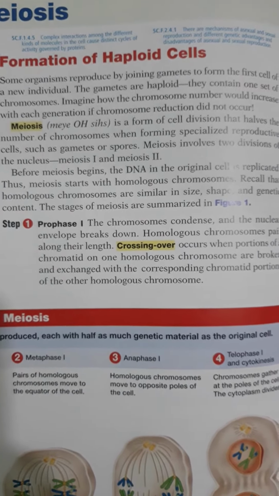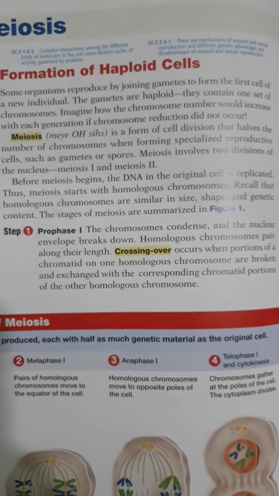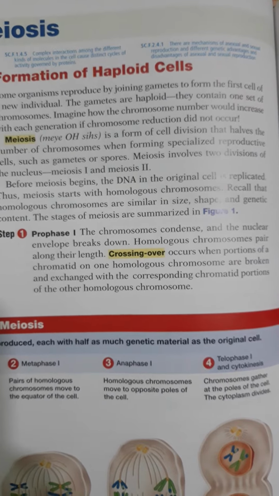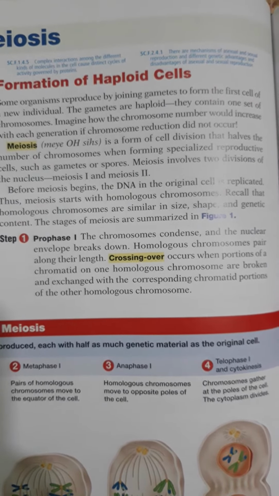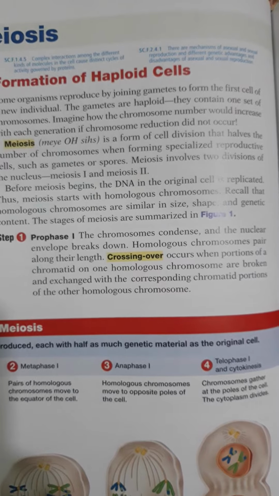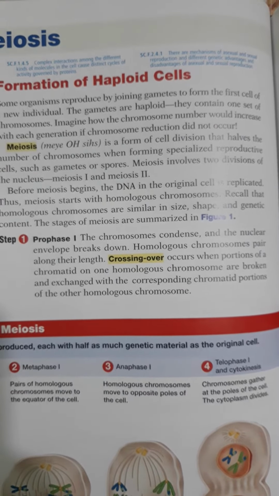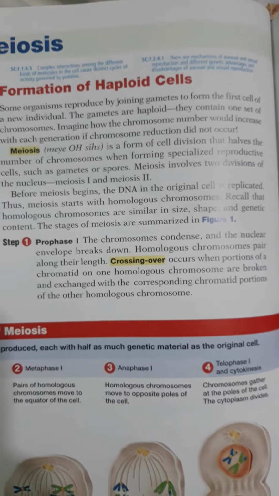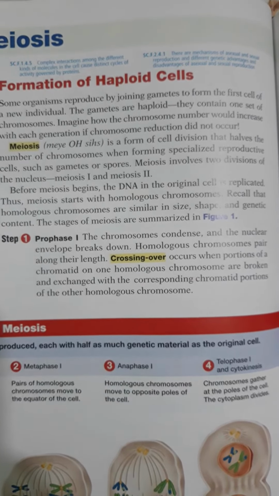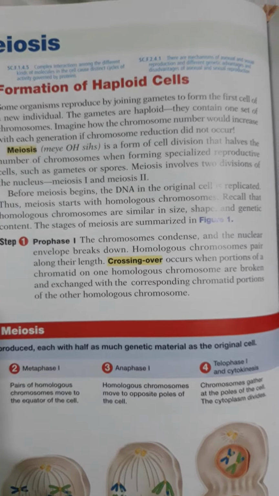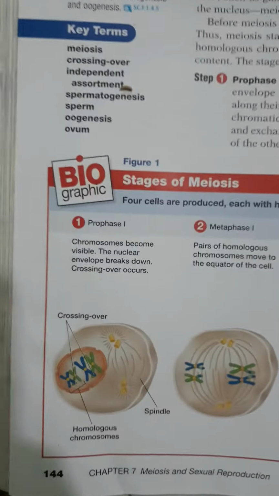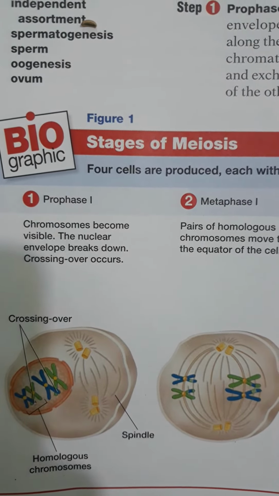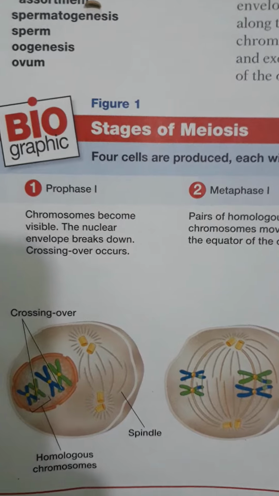Step number 1, prophase 1. The chromosomes condense and the nuclear envelope breaks down. Homologous chromosomes pair along their length. Crossing over occurs when portions of a chromatid on one homologous chromosome are broken and exchanged with the corresponding chromatid portions of the other homologous chromosome. So this is prophase 1. Chromosomes become visible, the nuclear envelope breaks down, crossing over occurs.